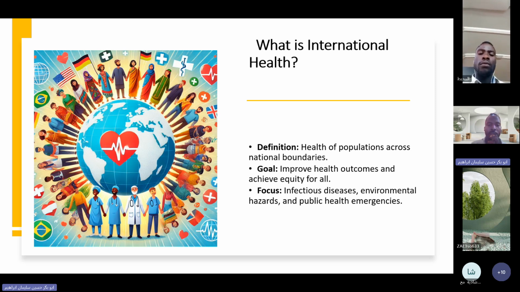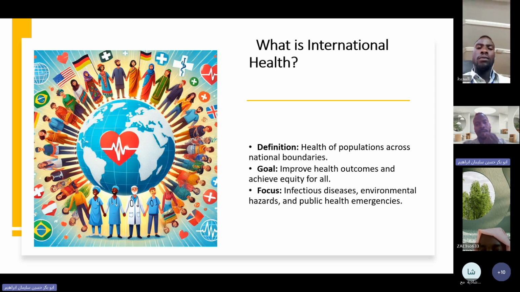The goal of international health is to improve health outcomes and achieve equity for all. The goal of international health, or of this course, means that we are going to improve the health outcomes, like making people more healthy. Additionally, to achieve equity for all.